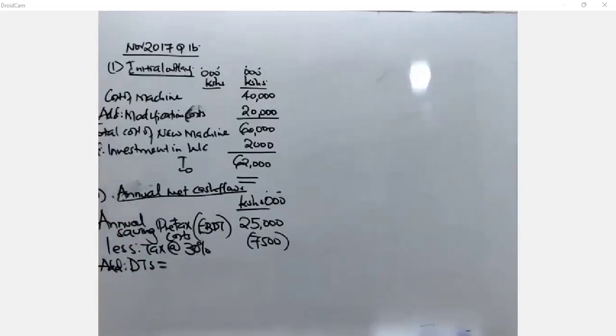Now, the cost of this machine is not 40. The total cost, the cost plus the incidental, is 60,000. Minus, have we been told that the machine will have a scrap value? Yes. I've been told that the machine is expected to have a useful life of 3 years and a scrap value of 15,000.